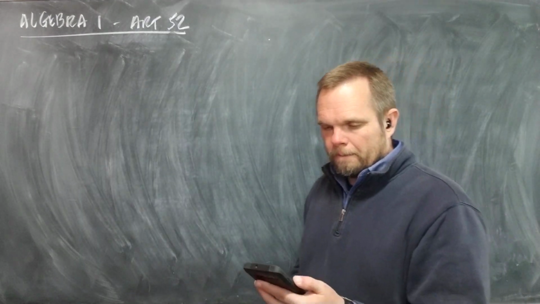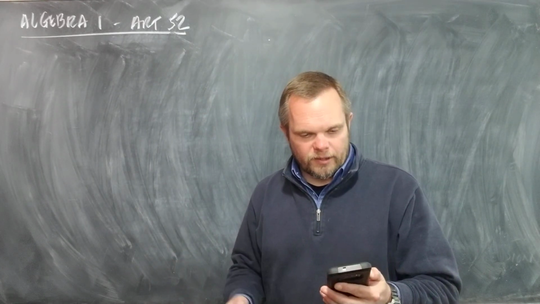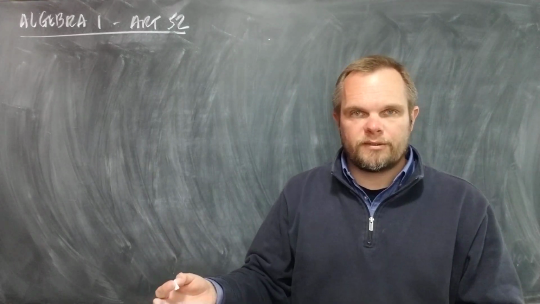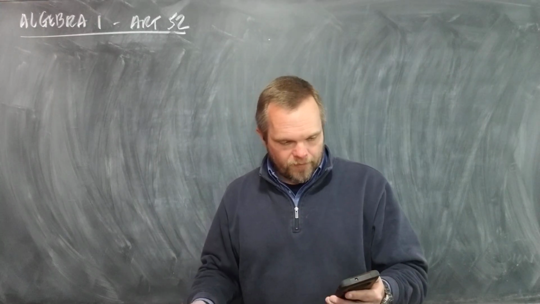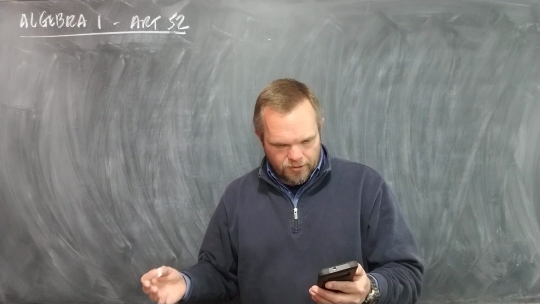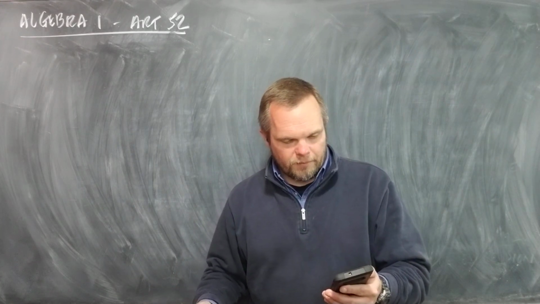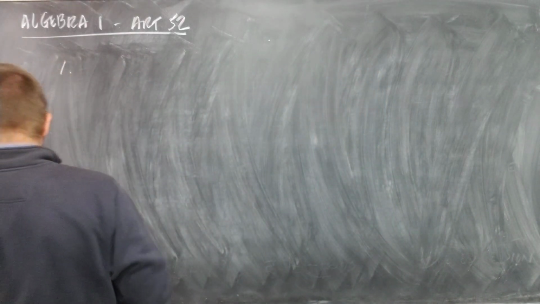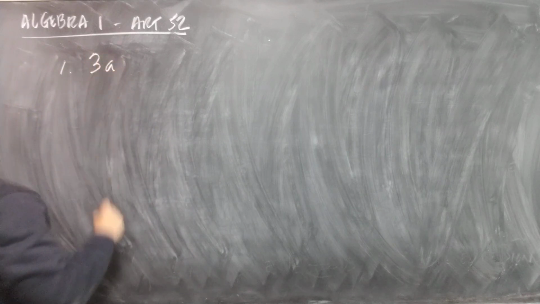Number 1, our instructions tell us in the following exercises, convert the words into algebraic symbols. Number 1 says 3 times A plus B minus 4 times C. So this is number 1. 3 times A.